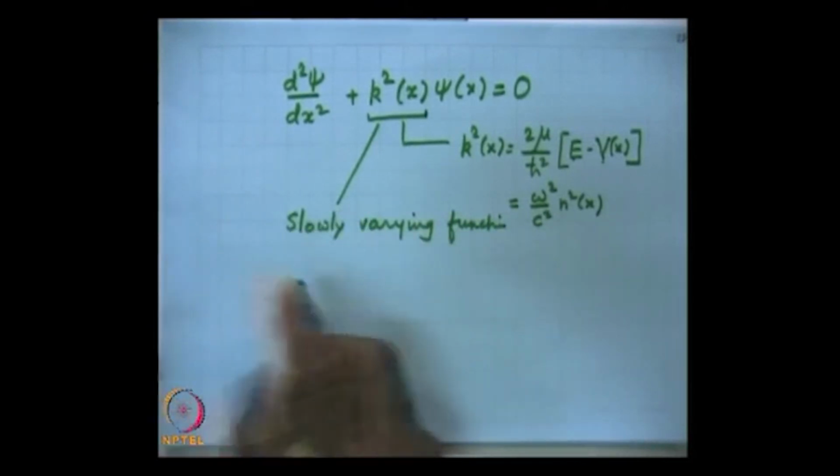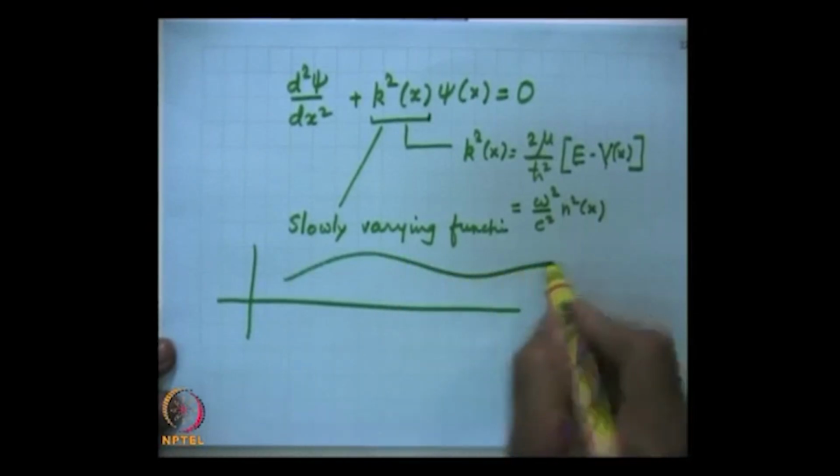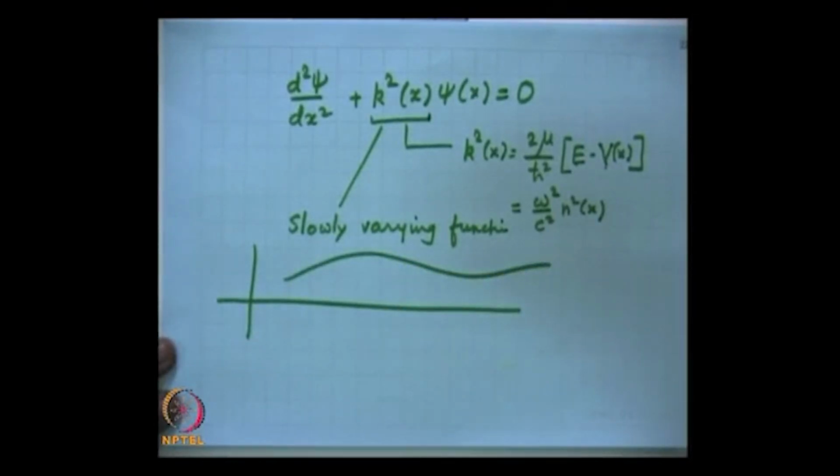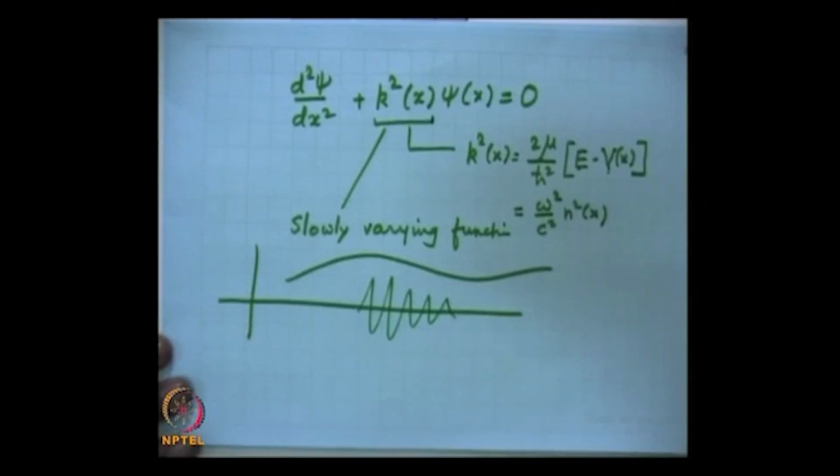It does not vary too much, that is, if I plot k square of x, it varies slowly, something like that, and it does not go through any zeros. So, we are not considering functions k square of x which are very rapidly varying functions. We will derive the condition for the validity of the WKB, JWKB solutions.